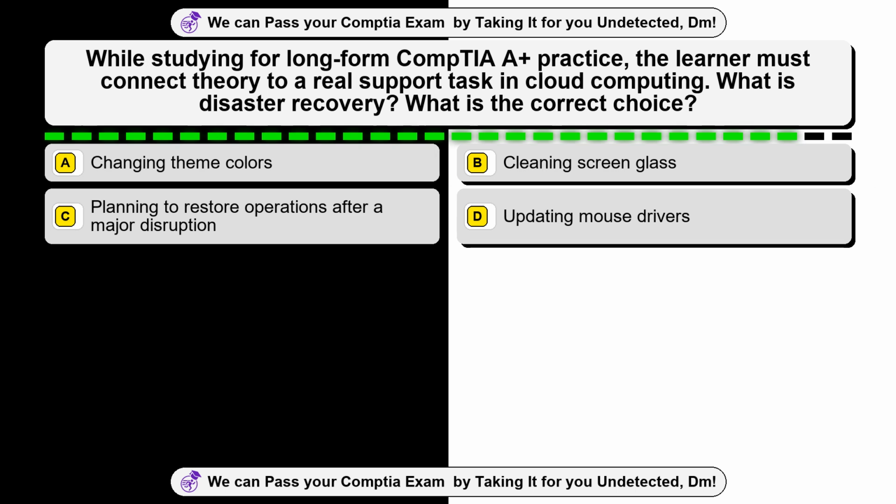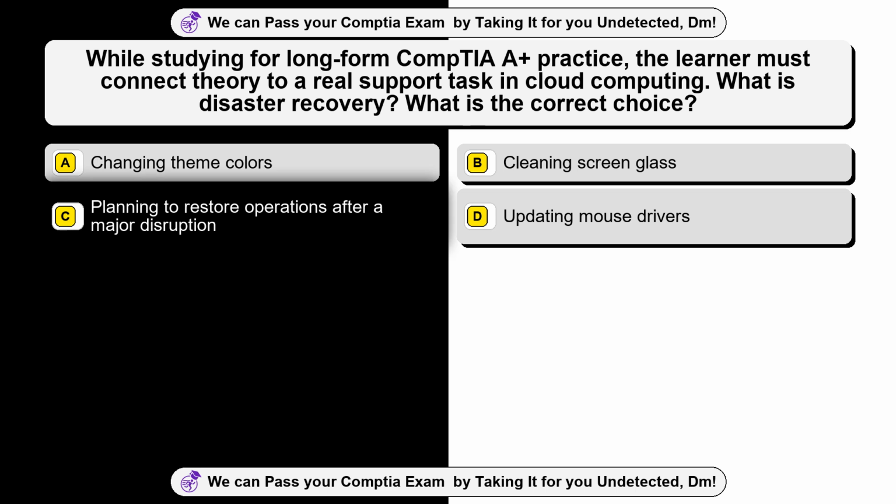Question 18. While studying for long-form CompTIA A+ practice, the learner must connect theory to a real support task in cloud computing. What is disaster recovery? What is the correct choice? Option A, changing theme colors. Option B, cleaning screen glass. Option C, planning to restore operations after a major disruption. Option D, updating mouse drivers.